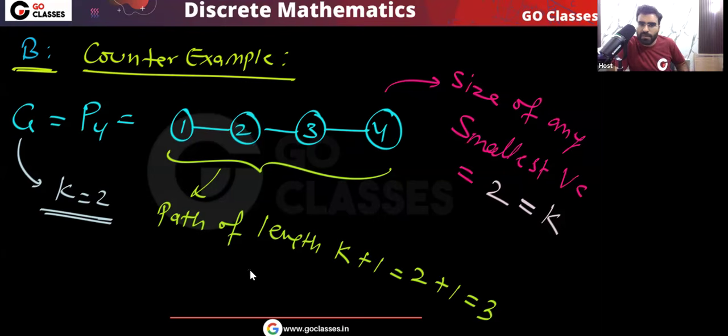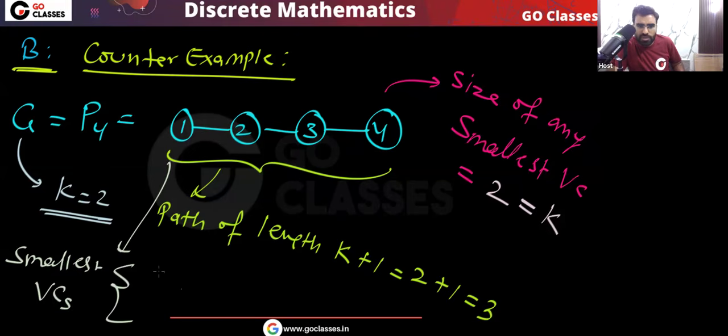But now can I guarantee that this vertex 2 will belong to every smallest vertex cover? No, I can easily give you different smallest vertex covers. For example, I can take 1, 3. This will be a smallest vertex cover. I can take 2, 4. This will be a smallest vertex cover. Yes or no? I can take 2, 3. This will be a smallest vertex cover.